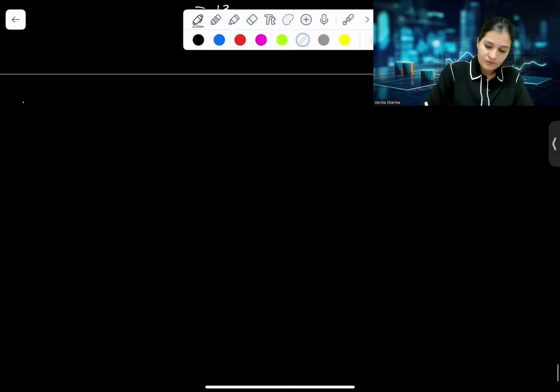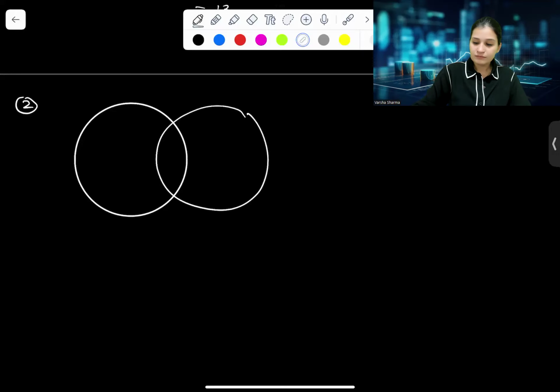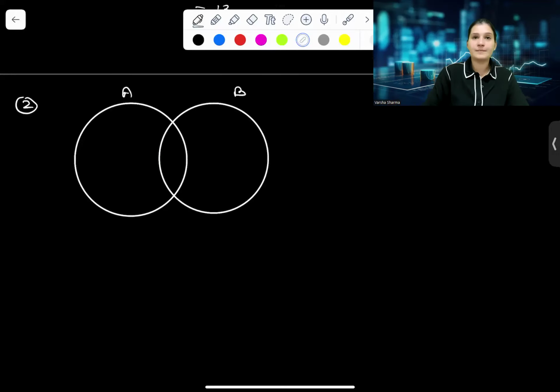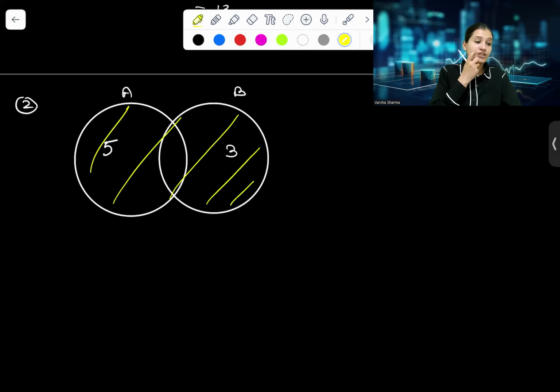Question number 2. See, let's try using Venn diagram. Okay, this is A and this is B. Union is 18. A minus B, what is A minus B? This portion, 5. Then we have B minus A, 3. And it says A union B. What is A union B? Collection of all the elements of the two sets. That is how much? 18. So if I want that to be 18, then how many elements should be there in the common area? 10. Yes or no? The number of elements in the common area should be 10.